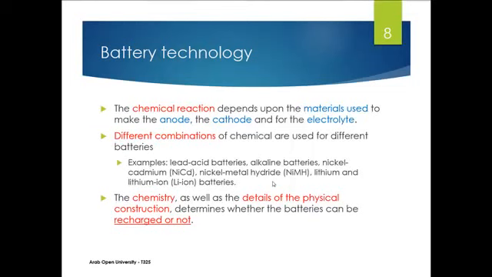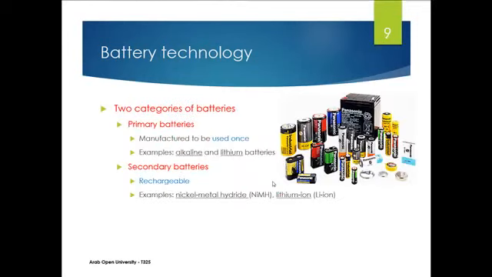In addition, the chemistry and the details of the physical construction determine whether the battery can be recharged or not, and thus we have two categories of batteries: the primary battery, which is manufactured to be used once and then thrown away, and the secondary battery, which is rechargeable. An example of a primary battery is the alkaline battery, while the lithium ion battery is an example of a secondary battery.